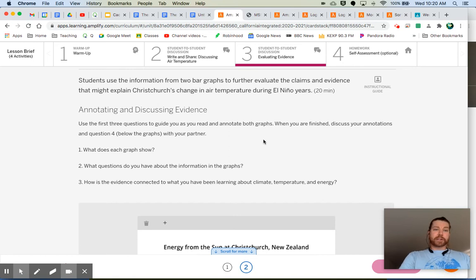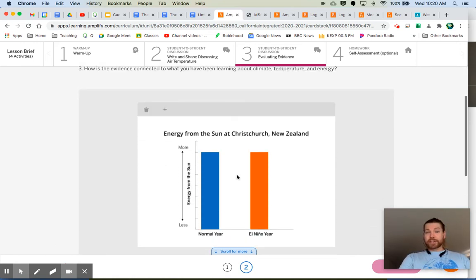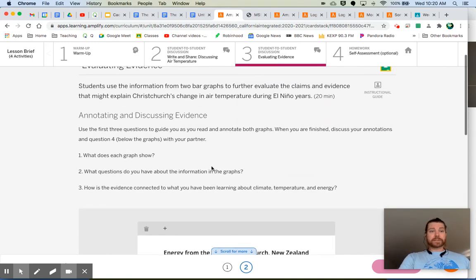When you're finished, discuss your annotations in question number 4 below with your partner. Now, you can actually put annotations on these graphs. You can click the plus button. So do that. Make annotations on the graphs.